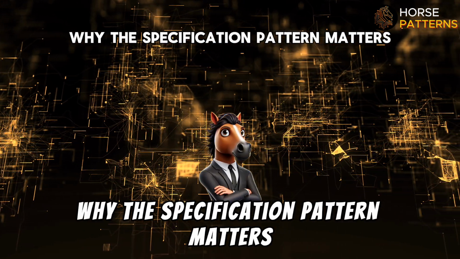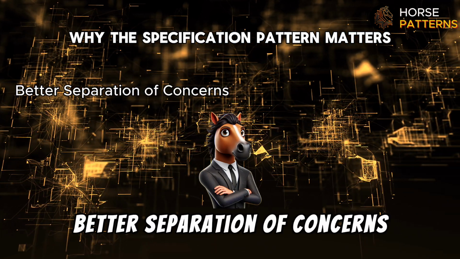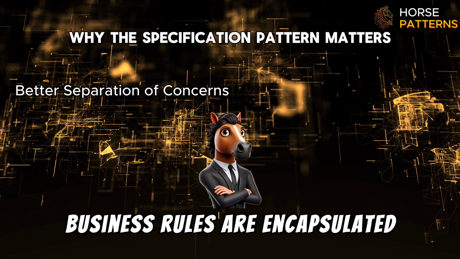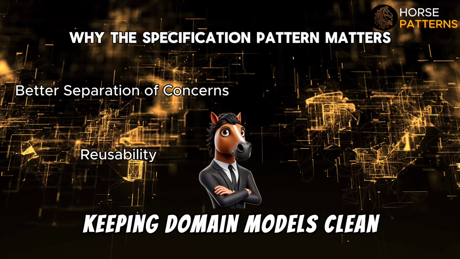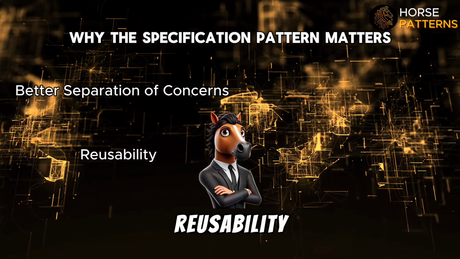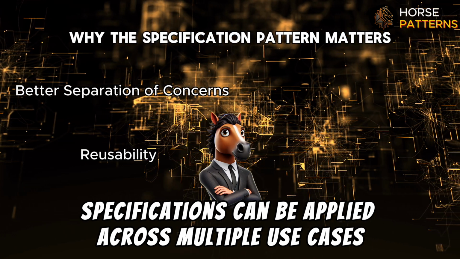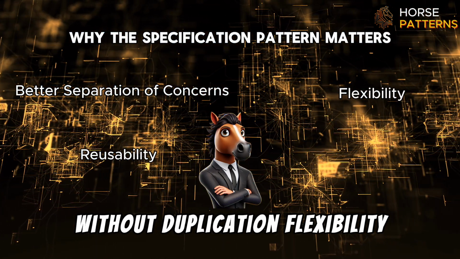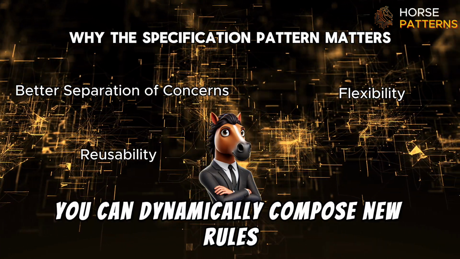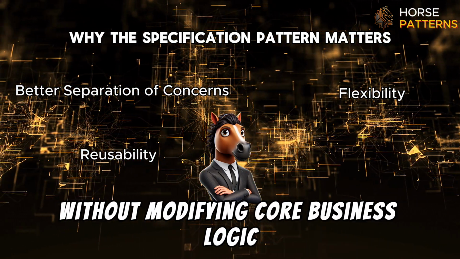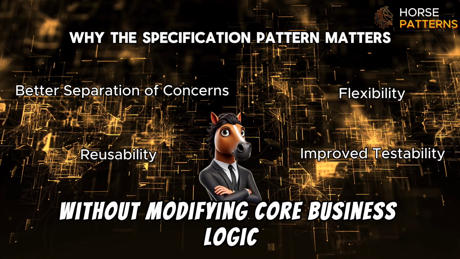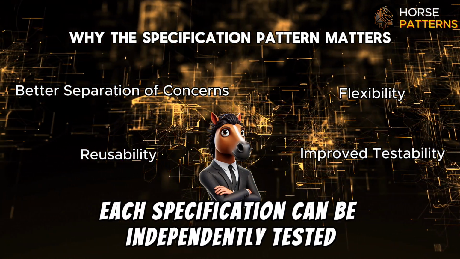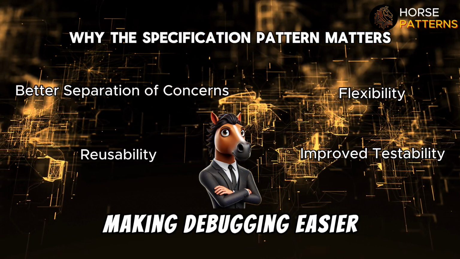Why the specification pattern matters. Better separation of concerns. Business rules are encapsulated, keeping domain models clean. Reusability. Specifications can be applied across multiple use cases without duplication. Flexibility. You can dynamically compose new rules without modifying core business logic. Improved testability. Each specification can be independently tested, making debugging easier.